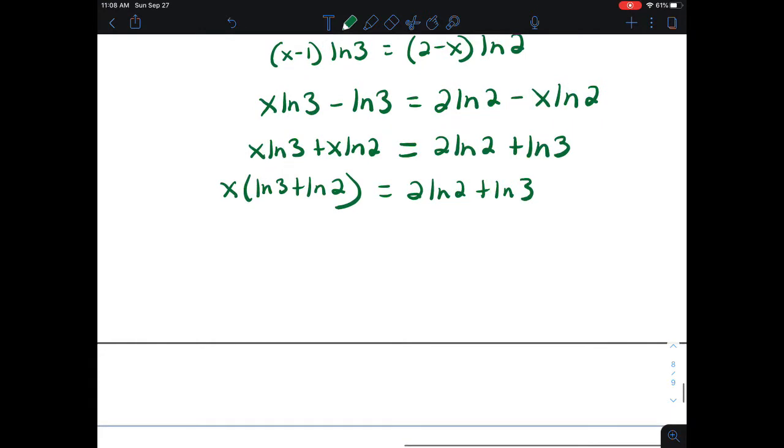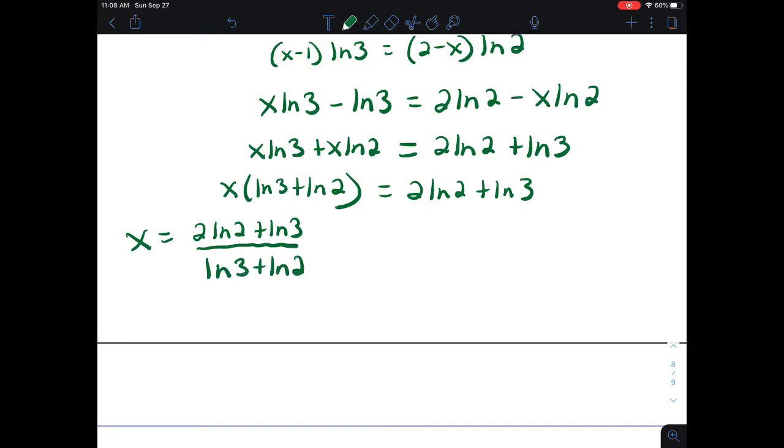Now we're going to divide so that we can get x equals. So I have x equals 2 ln of 2 plus the ln of 3, divided by the ln of 3 plus the ln of 2. Now, you might be thinking right now, wait a minute, can't I use properties of logarithms on this right-hand side and clean this up? And you absolutely can.